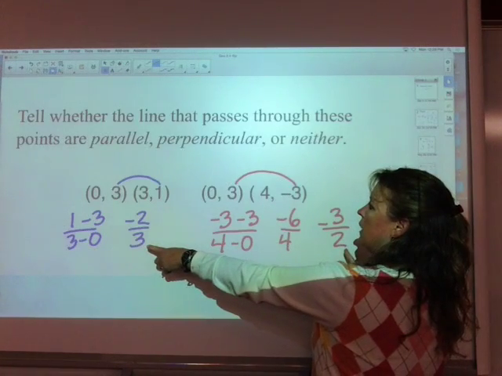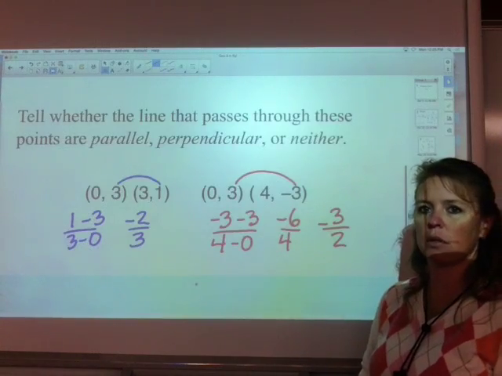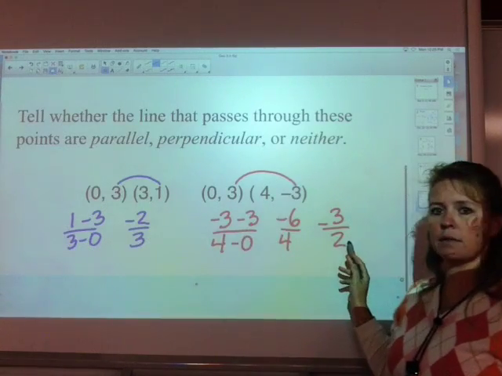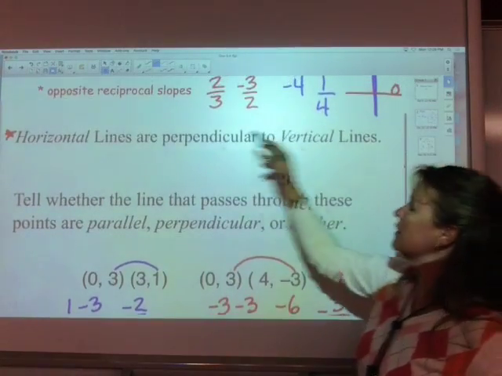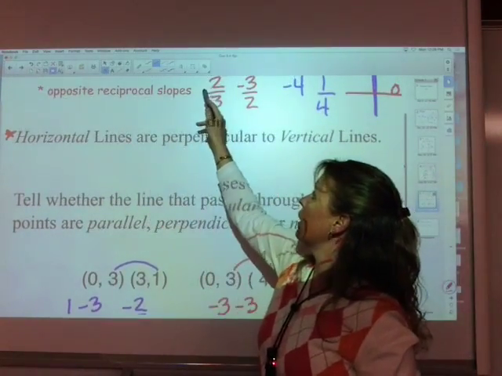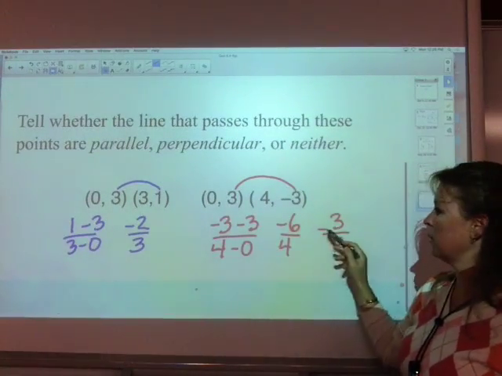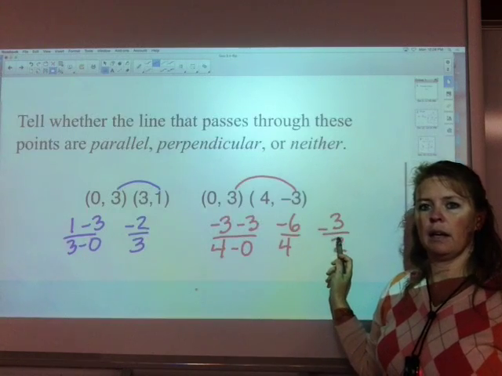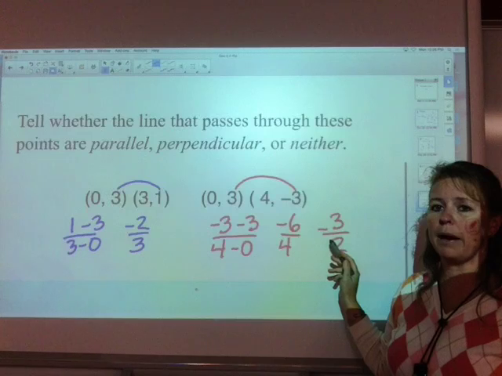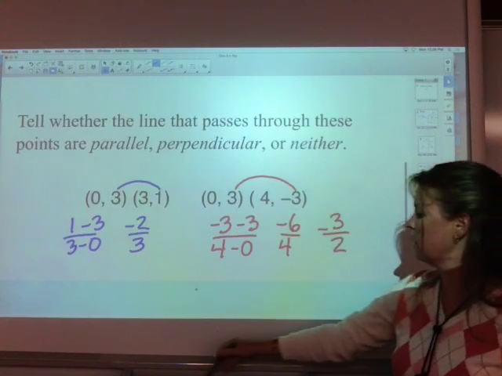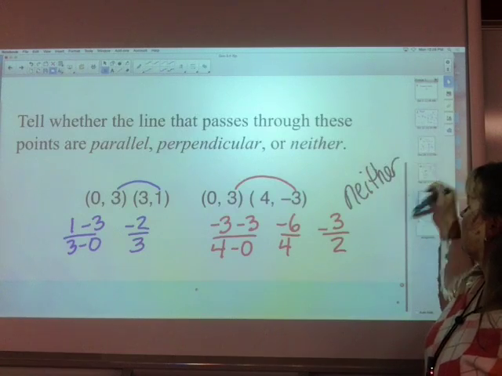Are they parallel, perpendicular, or neither? Parallel would mean they have the exact same slope. Negative 2/3, negative 2/3. Perpendicular, they need to have opposite, meaning one positive and one negative, and reciprocal slopes. These are reciprocal slopes, negative 2/3 and negative 3/2, but they are not opposite reciprocals. This one would need to be positive. Therefore, this one is a neither. Neither parallel nor perpendicular.